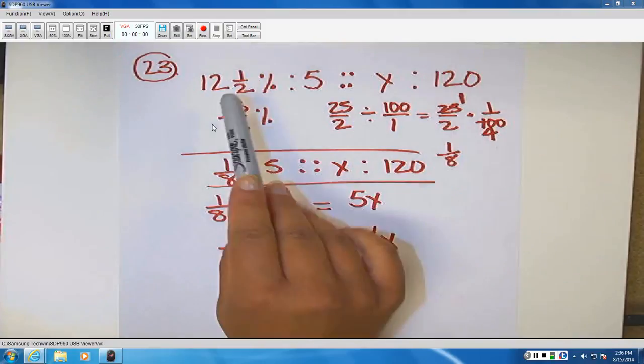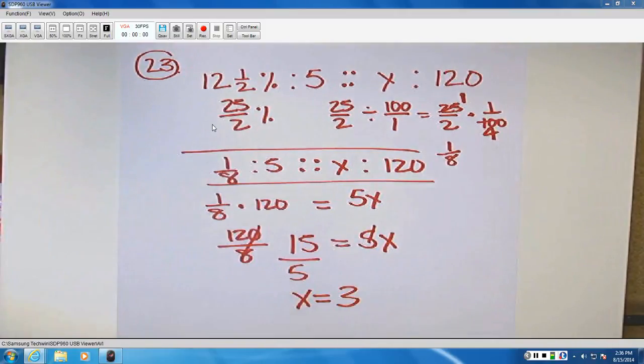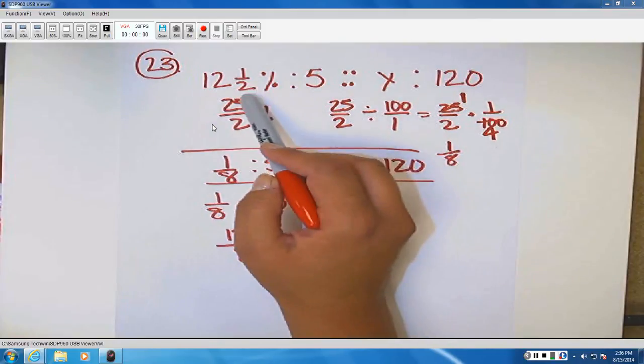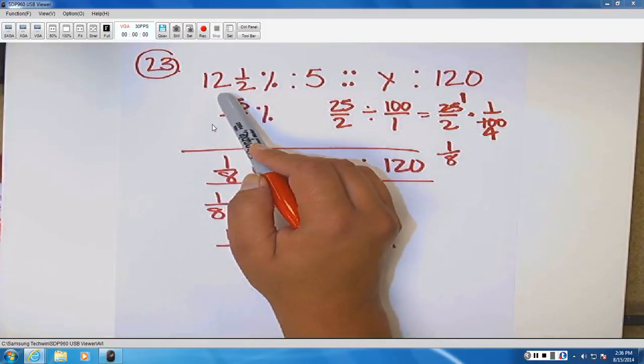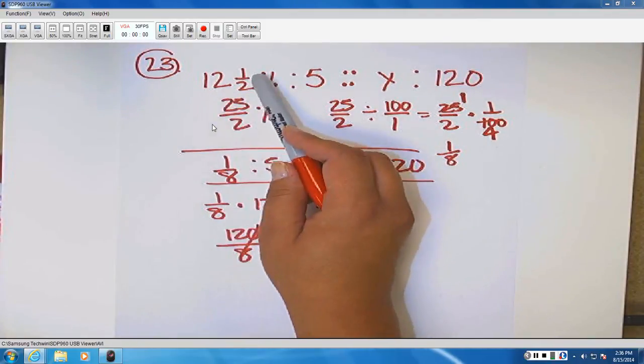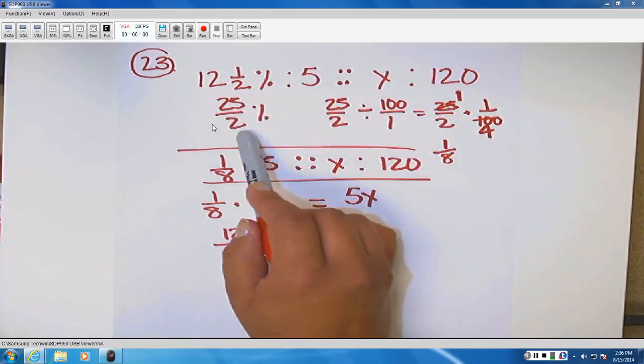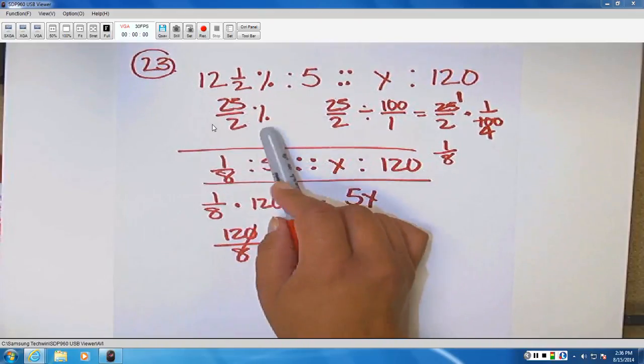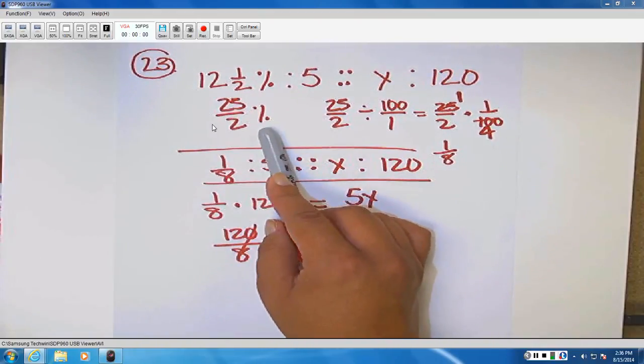So we started out with this proportion. We had a mixed number that was also a percentage. So first we had to get rid of the mixed number and turn it into an improper fraction. And then we got rid of the percentage part. And so again, to take a mixed number and turn it into an improper fraction, we multiplied the denominator by the whole number and then added the numerator. So we got 25/2 when we did that, and then we took away the percentage sign by dividing by 100.